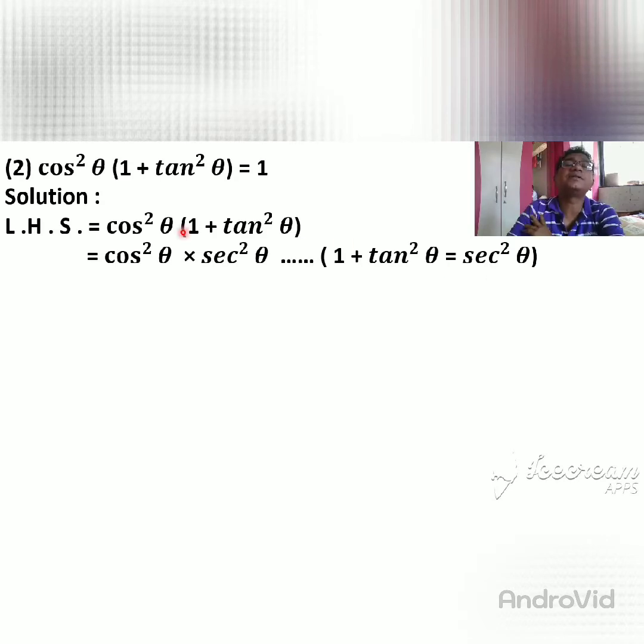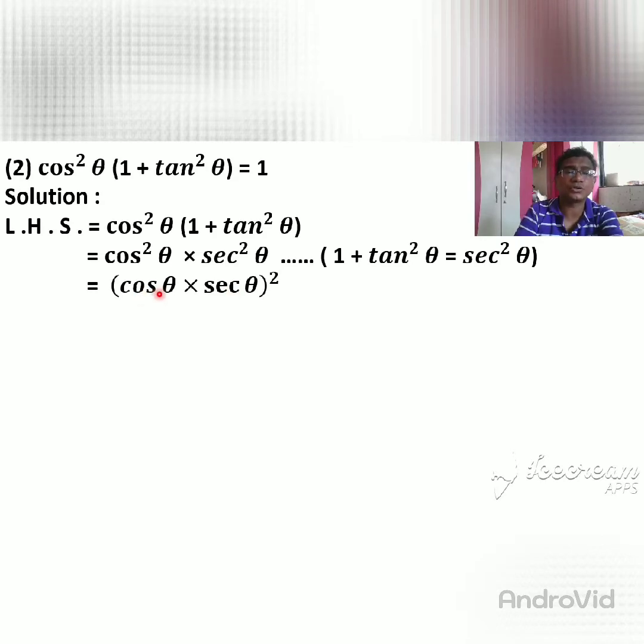So 1 plus tan square theta is equal to what? Sec square theta. So see, this cos square theta remains as it is. 1 plus tan square theta is equal to sec square theta, so I write here sec square theta. So cos square theta as it is into sec square theta, and sec square theta is equal to 1 upon cos square theta.